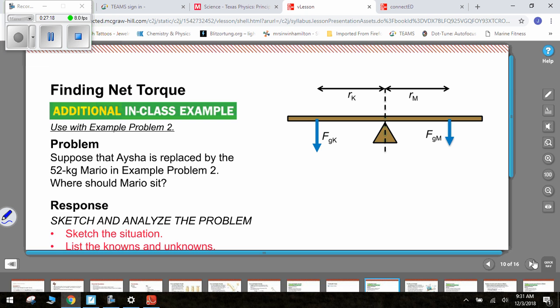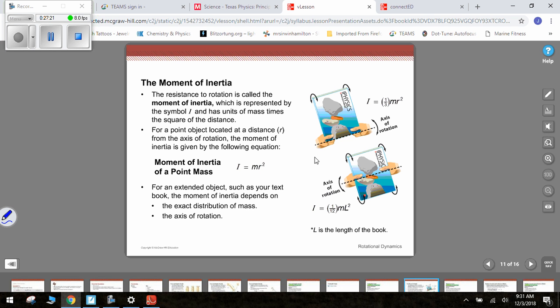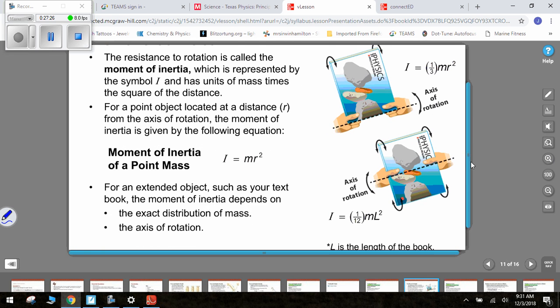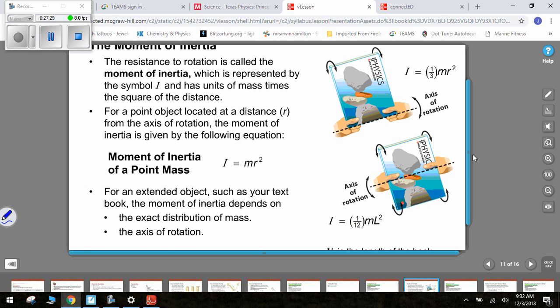All right. Moment of inertia. Now, this is the part that we're not going to cover as much other than to just talk about it. We're not going to really get into it and dive deep. Okay? The resistance to rotation is called the moment of inertia. This is just all going to be the knowledge part. So I told you that the torques was kind of important. Moment of inertia explains some stuff that you already know. So for a point object located at a distance r from the axis of rotation, the moment of inertia is given by the following equation, I equals mr squared.